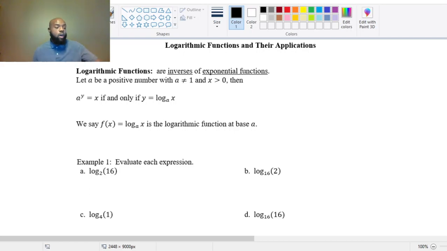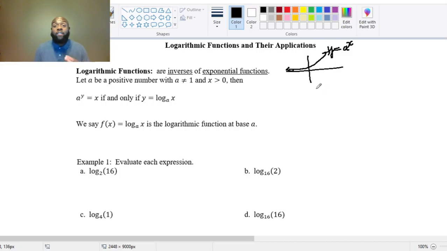So we've already found that, for instance, the graph of an exponential function looks something like this. This is what an exponential function would look like if it's y equals a to the x. If a is greater than 1, it's an increasing function. It has a horizontal asymptote, and so on and so forth. This function is also one-to-one.